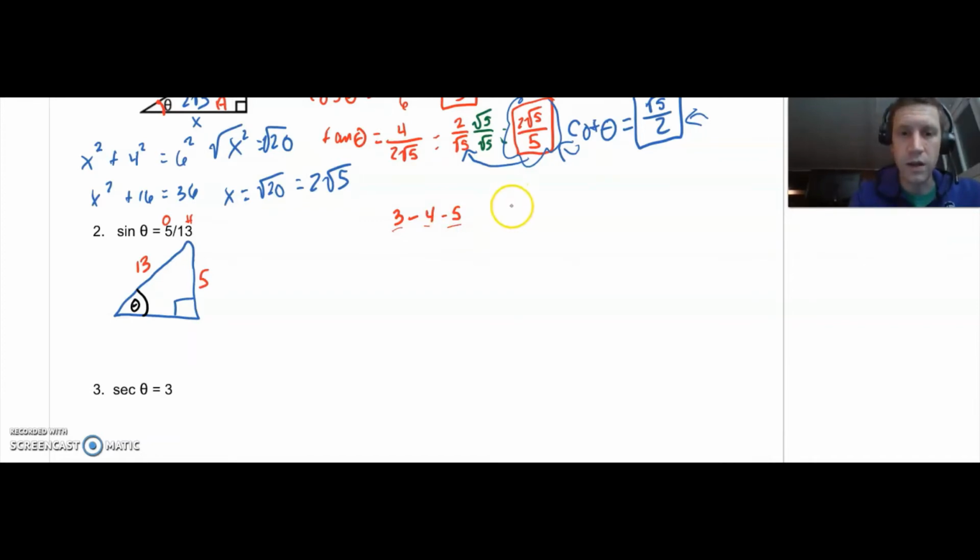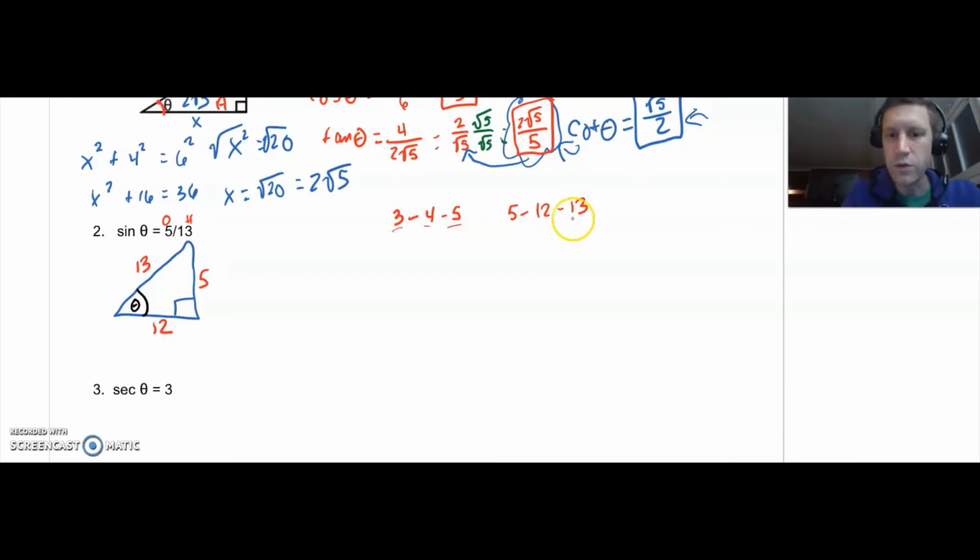That works. Another one is 5, 12, 13. So 5 squared plus 12 squared equals 13 squared. Knowing that, I know that this bottom side is going to be 12. If you don't know that, don't stress. You can just use Pythagorean theorem like we did on number 1.